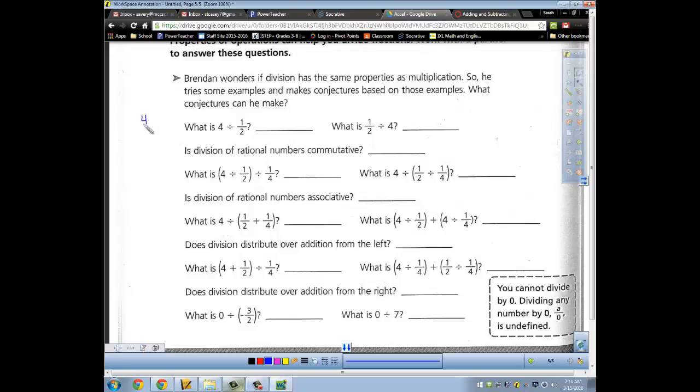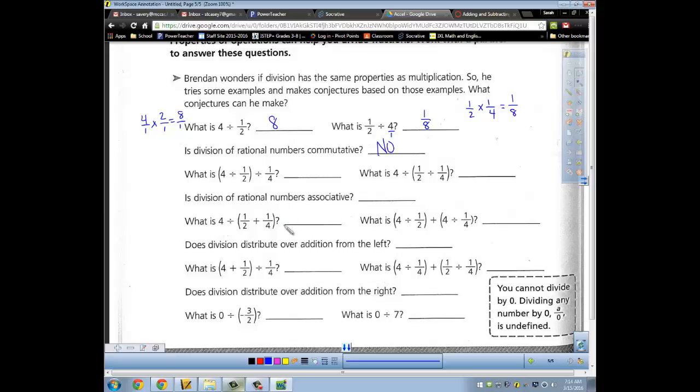So 4 over 1. Change division to multiplication, flip your second fraction. So 4 times 2 is 8, 1 times 1 is 1, so we get 8. 1/2 divided by 4, so that's 4 over 1. So we keep 1/2, change division to multiplication, flip the second fraction. 1 times 1 is 1, 2 times 4 is 8, so we get 1/8. So is division of rational numbers commutative? So can we switch the order and still get the same answer? No. When we switched the order, we got different answers.